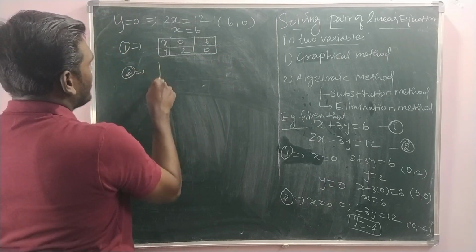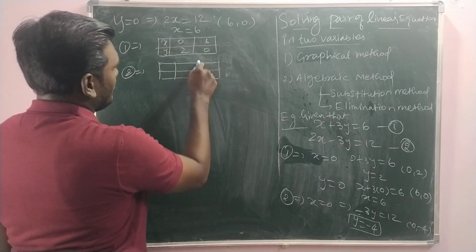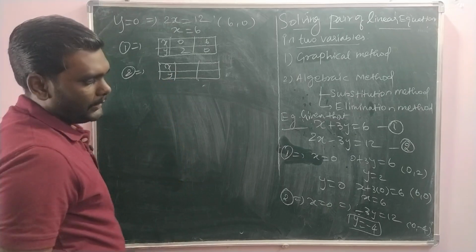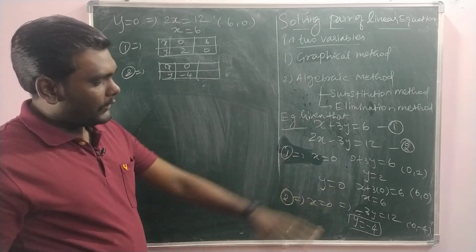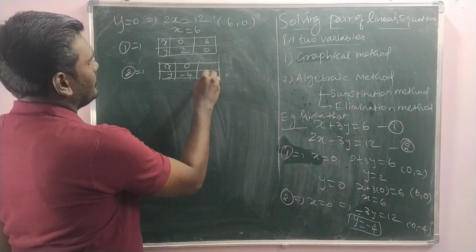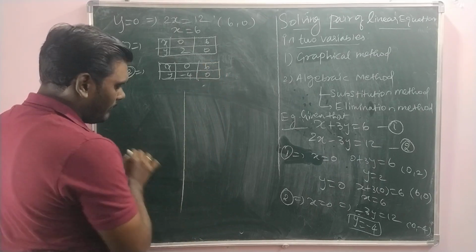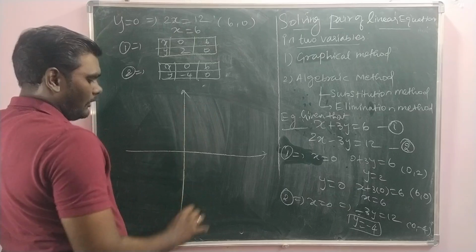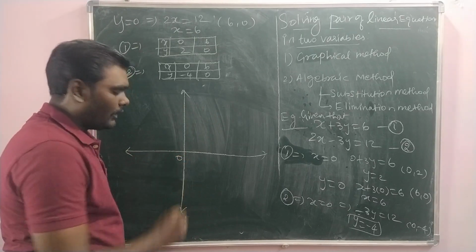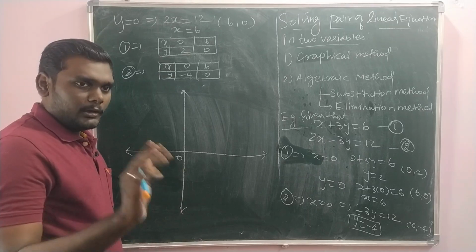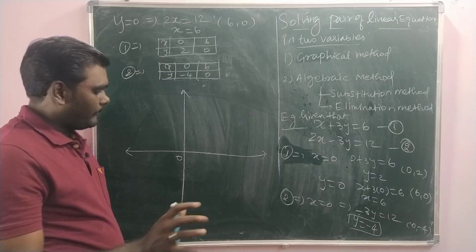And from the second equation, x and y: when x is equal to 0, y is negative 4, and when y is equal to 0, x is 6. Now it's time to draw the graph. You have to draw this on a graph sheet. Always mark the origin, don't forget. Important things should be written in the graph.